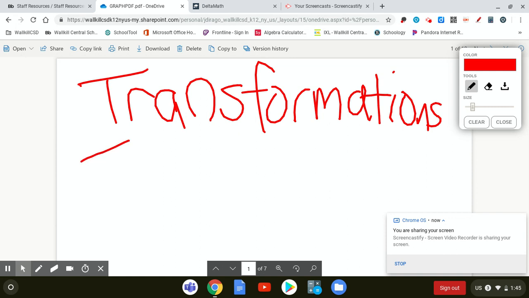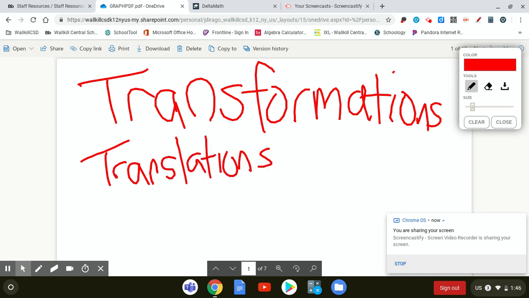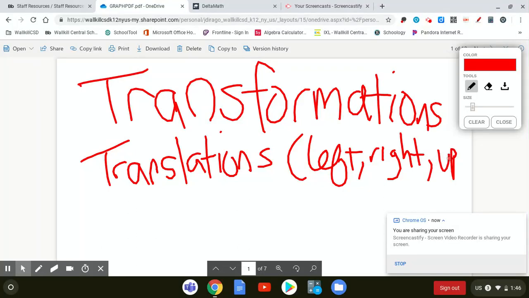There's translations, which means it is sliding from left to right, up, down. So you go left, right, you can go up, down. So basically you're sliding your figure in different directions. All right, let's take a look at what a translation looks like visually.